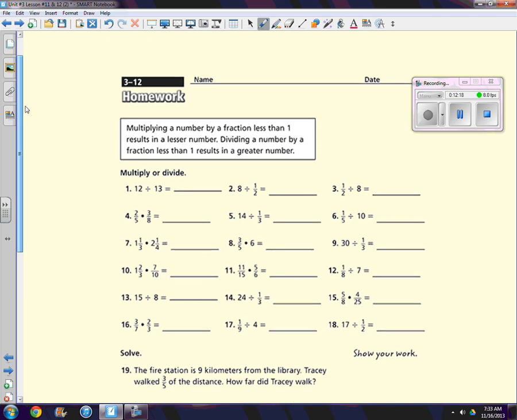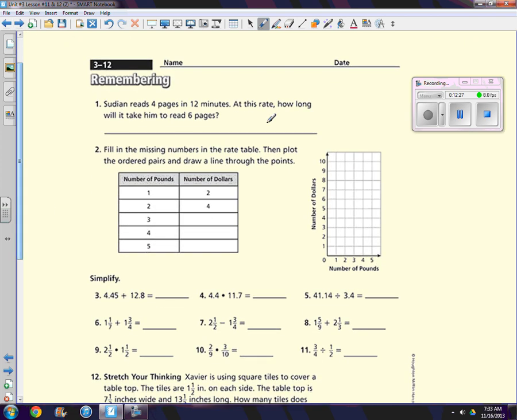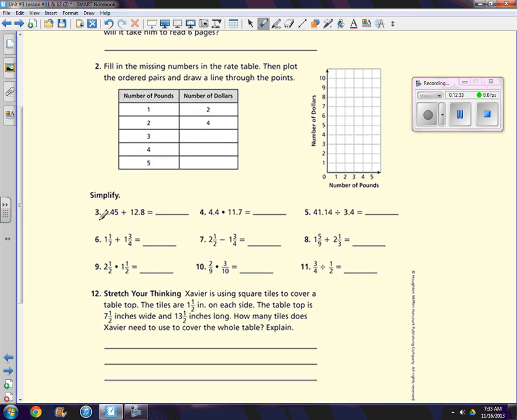So homework in class, more of the same. Remembering, looks like you have a factor puzzle, graphing, more of the same down below.